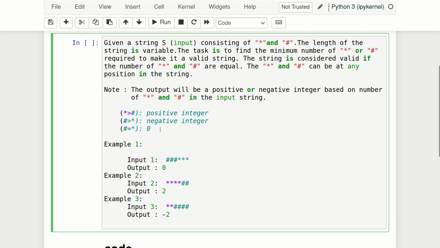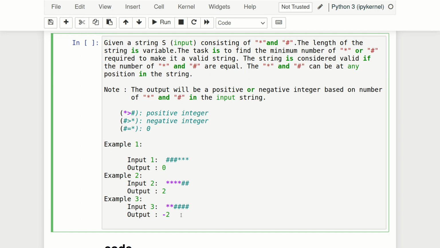As you can see, it is saying that the output will be either a positive or negative integer based on the number of star and hash. If star is greater than hash, like in the second input, then the answer will be positive. But it is also saying that if the number of hash is greater than star, like in this case, then the output should be a negative integer. So here it will be minus 2, not 2, and if they are equal then it is 0.